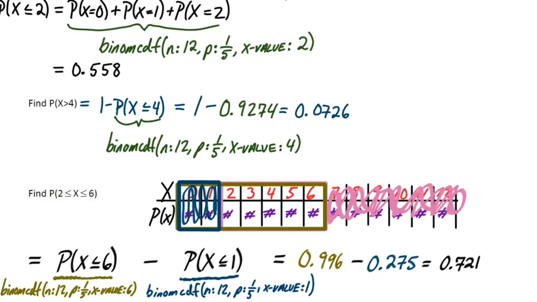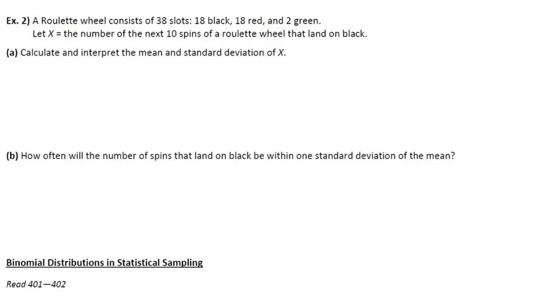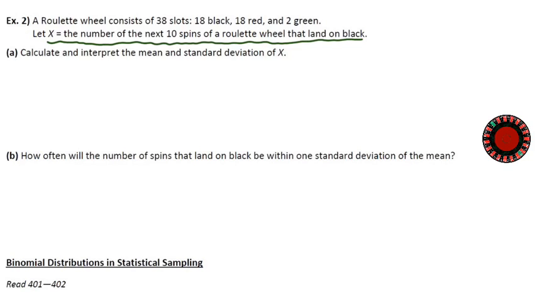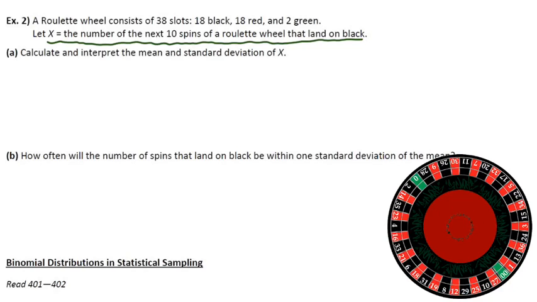All right, so example 2 is about a roulette wheel. It says a roulette wheel consists of 38 slots. There's 18 black, 18 red, and 2 green. Let X equal the number of the next 10 spins of a roulette wheel that land on black. And here's my little roulette wheel for this example. And we'll just make it bigger for right now.